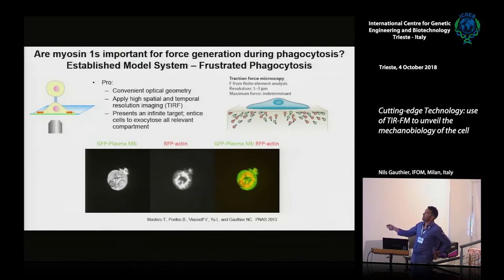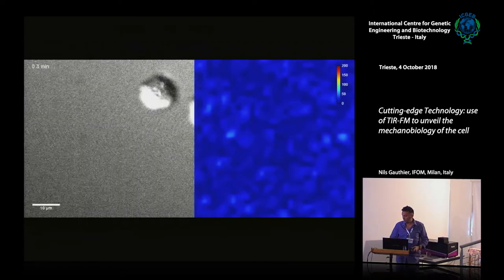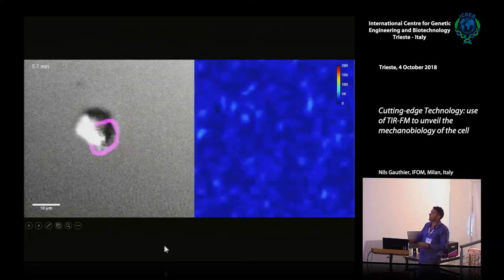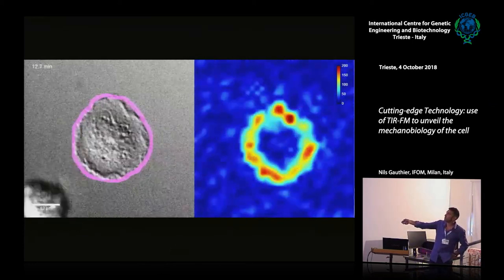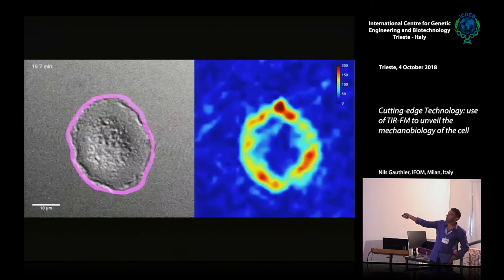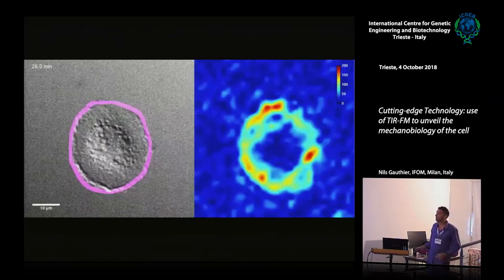And then it's basically you have beads and you have a substrate that is slightly soft. And then you can measure the displacement of the beads as the cell is pulling on the substrate. And what type of result you obtain is that the macrophages start to try to engulf your substrate, and then you can derive a force field from the displacement of the beads.